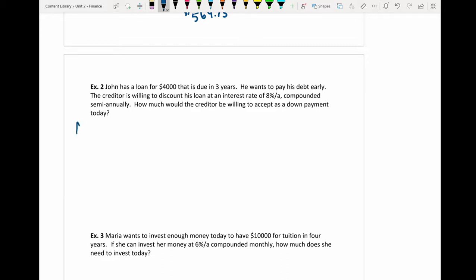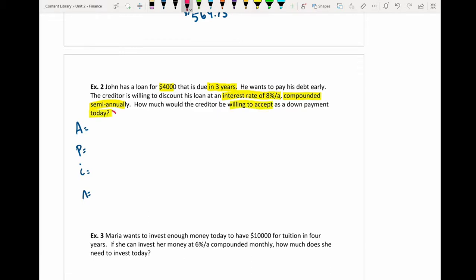So I'm going to start out with my A, P, I, and N, because I know we're dealing with compound interest because it mentions compound. And let's go through and find some information that the question gives us. So he has a loan for $4,000 due in 3 years. We know the interest rate, compounded semi-annually. And how much would he be willing to accept today?